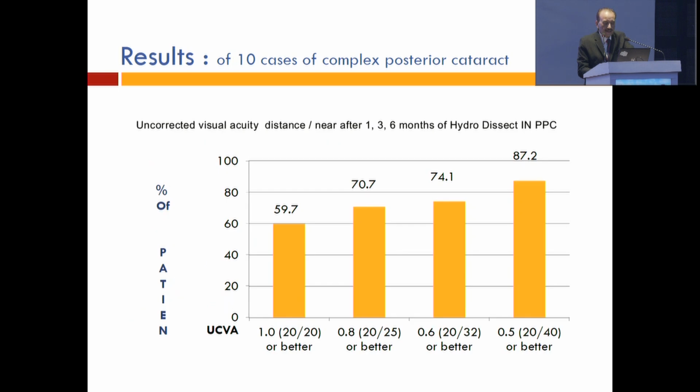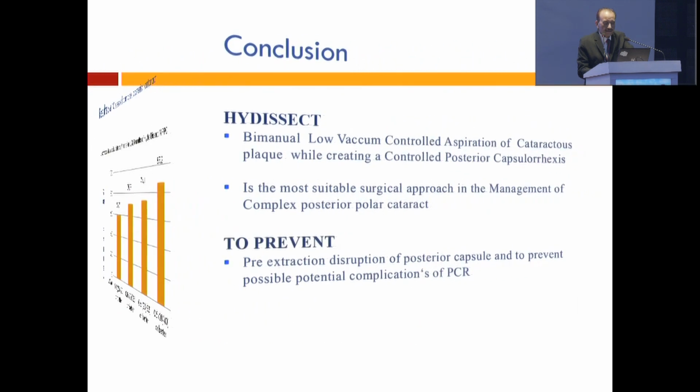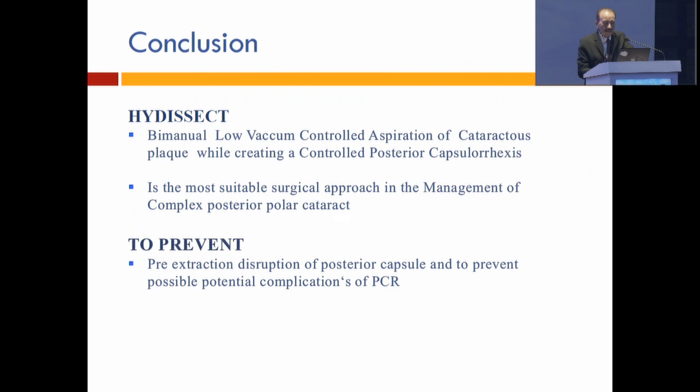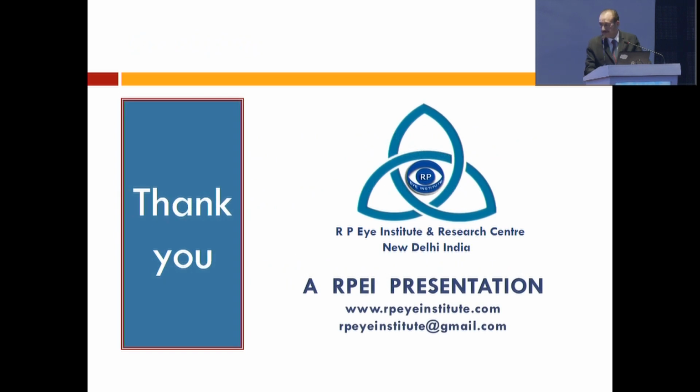To conclude, high-density dissect bimanual low vacuum controlled aspiration of the cataractous plaque while creating a controlled posterior capsular rhexis is the most suitable surgical approach in the management of complex posterior polar cataract. Thank you.